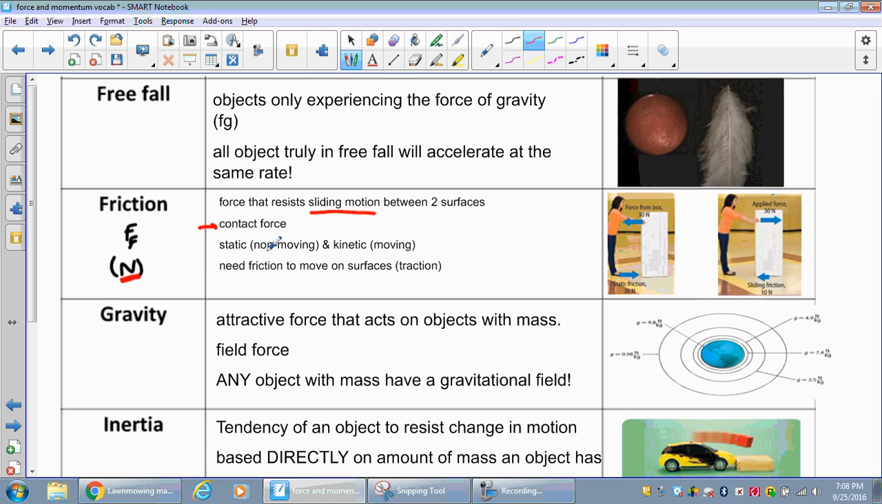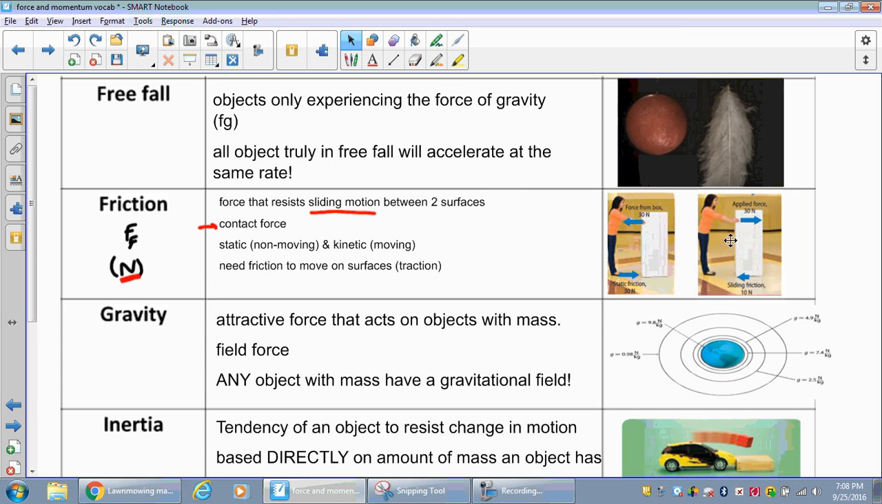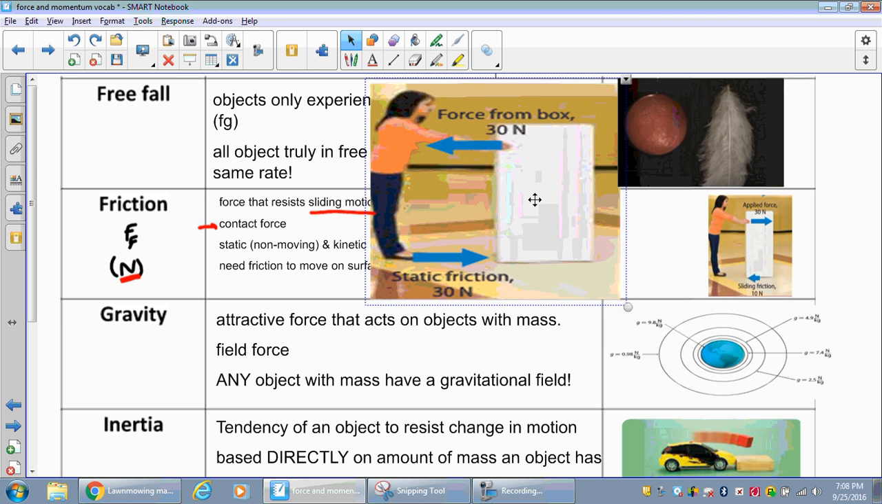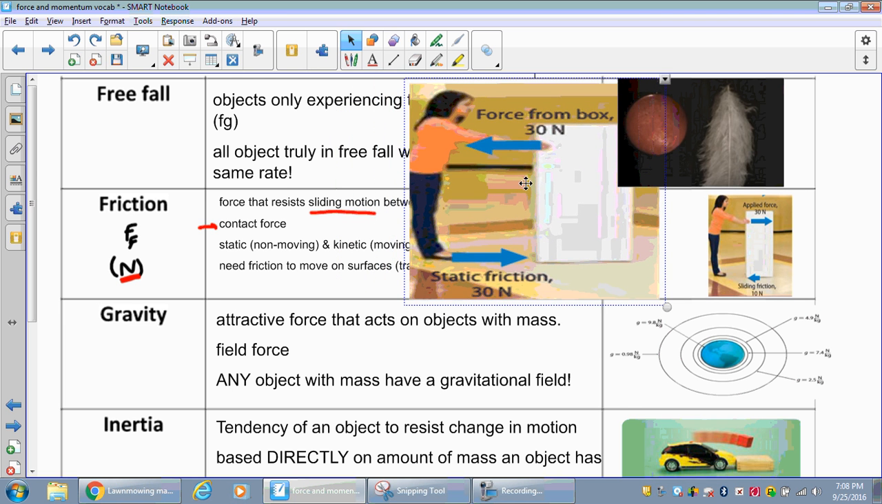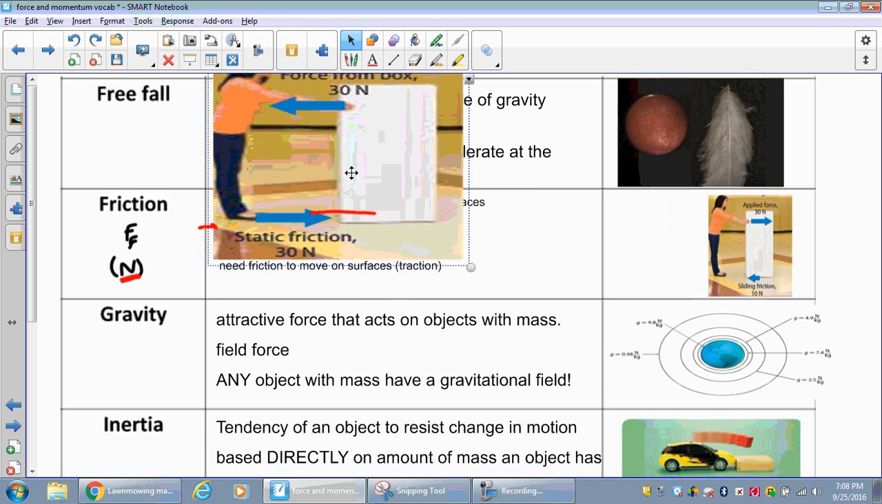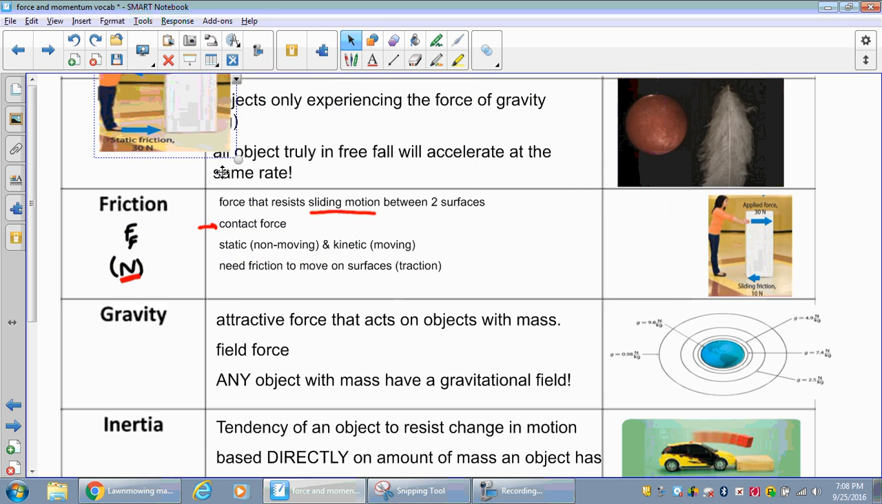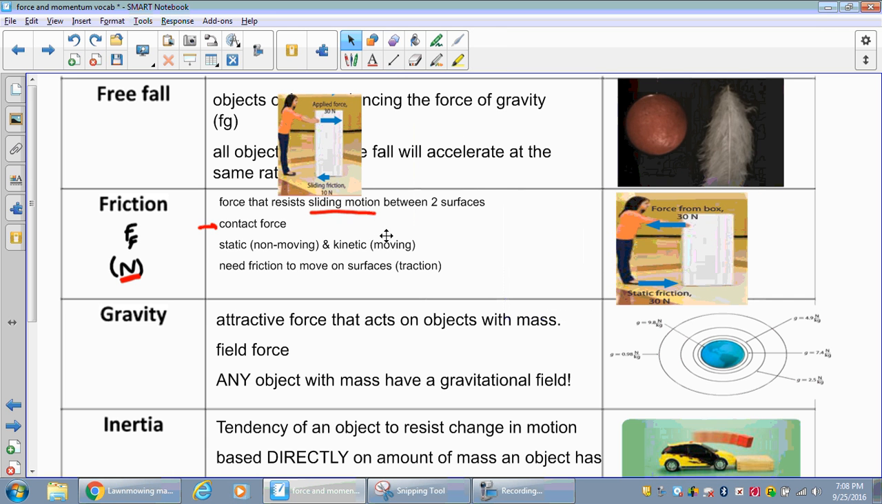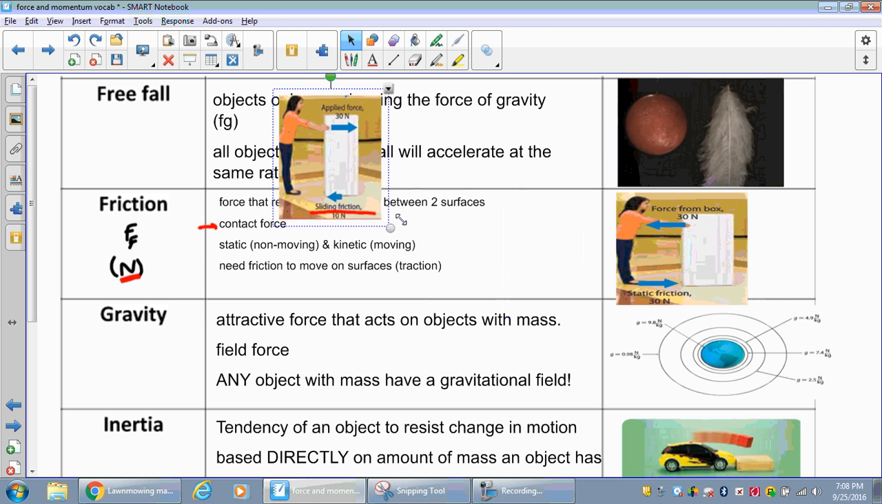You have static, which means non-moving. So it's the force that allows objects on the ground to stay in place, right? You notice when you try to push something, it resists you a little bit. That's the force of static friction, right? But once you get that object moving, you have the second type of friction called kinetic, or moving. Kinetic means motion, right?